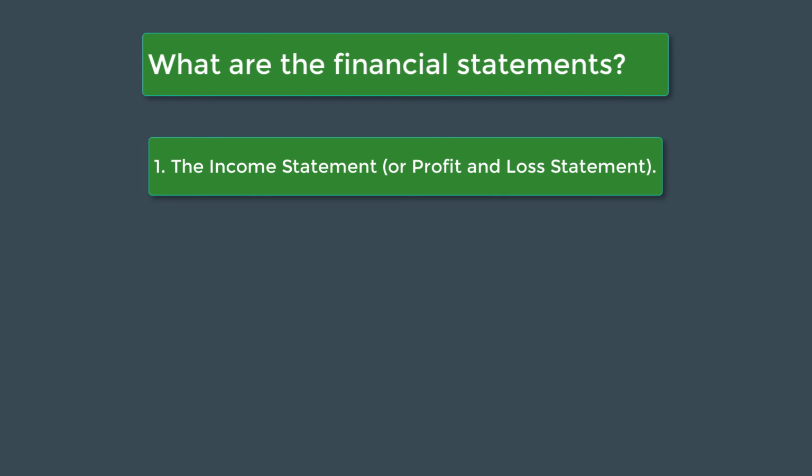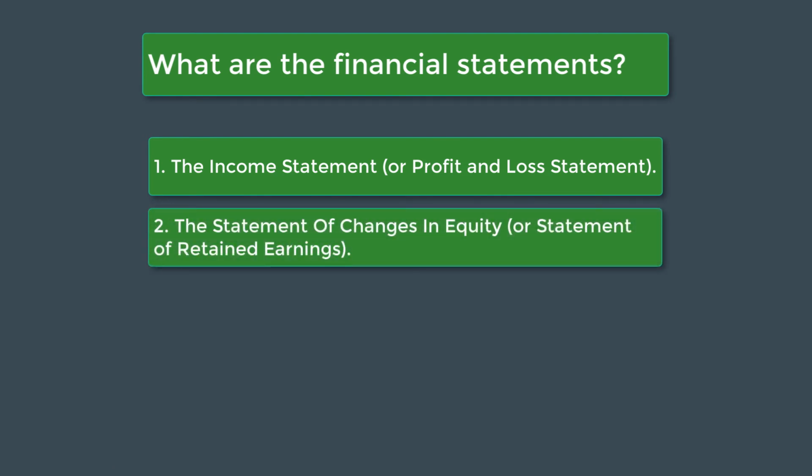The next statement is the Statement of Changes in Equity, which is also known as the Statement of Retained Earnings. So this reports the change in total shareholders' equity for the period. Now, shareholders' equity, as we'll come to see, is just equal to the total assets of a company minus the total liabilities. And we'll dive into the details of what assets and liabilities are as well.